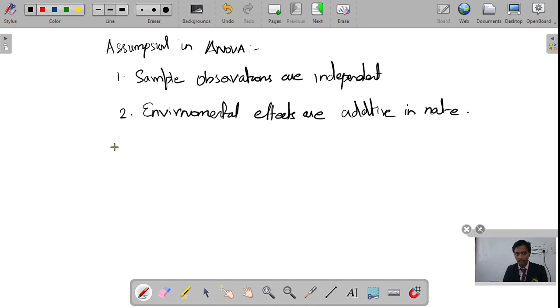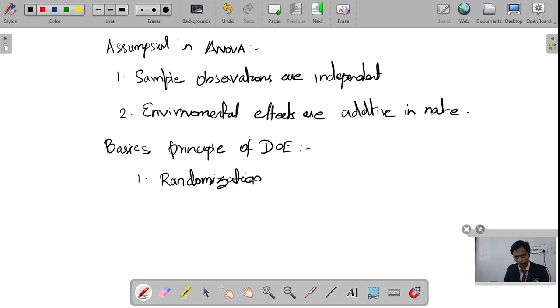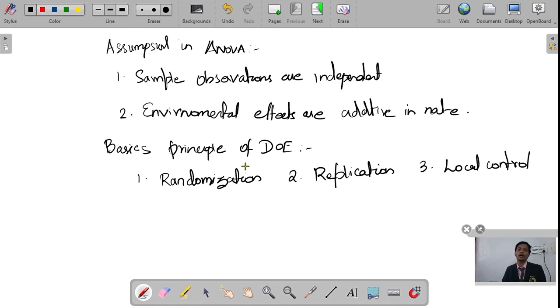Then the basic principles of design of experiment, one of the important things to understand. There are three types. First one, randomization. Second one, replication. Third one, local control. These three are the very important basic principles of design of experiments.